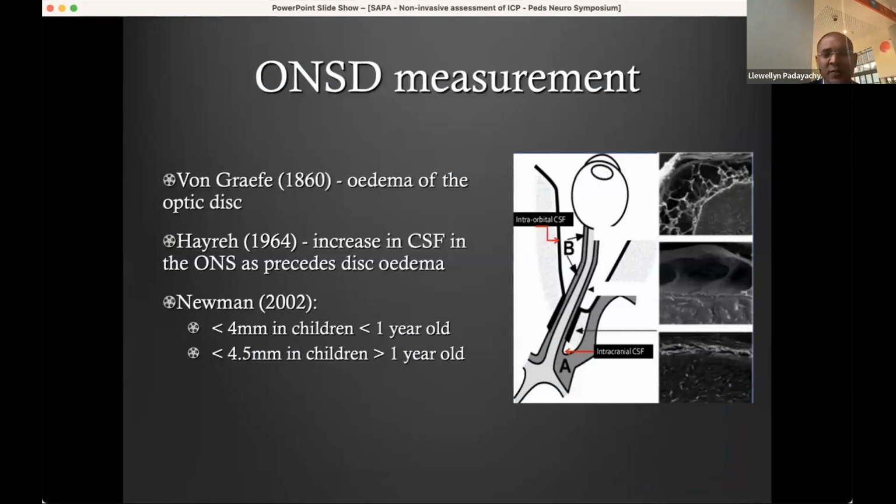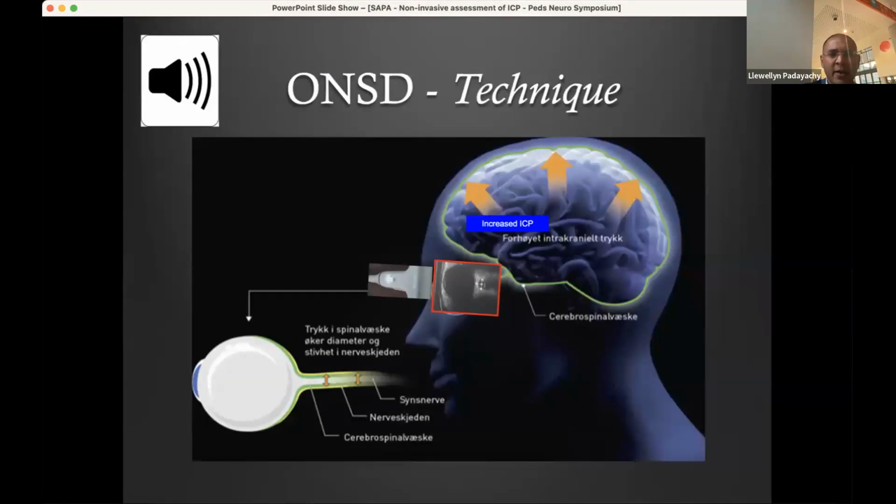So Von Graefe was the first to describe edema of the optic disc. Hayreh, then almost 100 years later, suggested that there's always an increase in the CSF of the optic nerve sheath that will always precede disc edema. And it's on that premise that we spend a lot of our time trying to measure the CSF in the optic nerve sheath. This is what the principle looks like. Now you place a probe over the eye. Those are the kind of images you get.